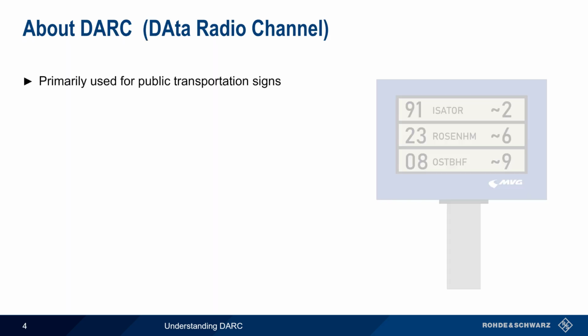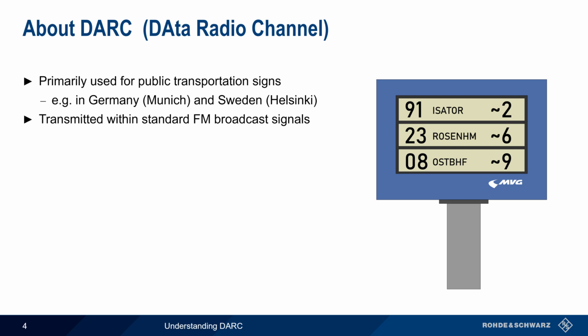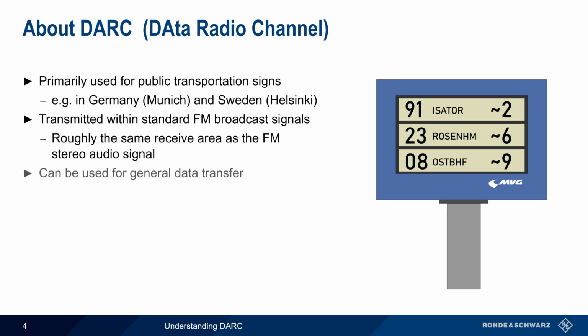DARC has been primarily used for distributing data to public transportation signs. Munich, Germany, and Helsinki, Sweden, are two examples of where DARC has been deployed for this purpose. Because DARC is transmitted within, or piggybacked onto, standard FM broadcast signals, it has roughly the same receive or coverage area as the associated stereo audio signal. DARC can, however, also be used for any type of general data transfer.